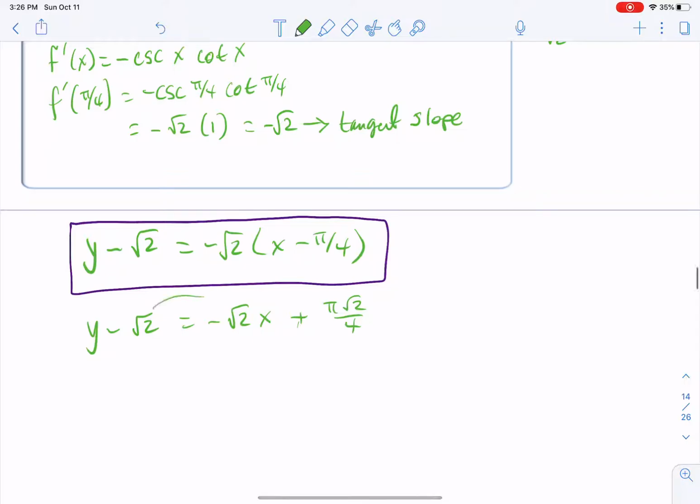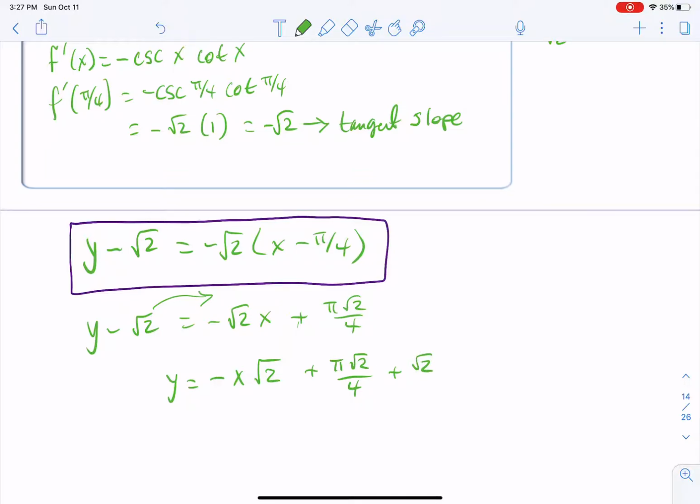Okay, and then we'd have to add this guy over. y is equal to negative. Do we want to put the x up front just so it's not confusing? How about a 2 inside that? Okay, and whenever I add this over, it is pi root 2 over 4, and then plus root 2.